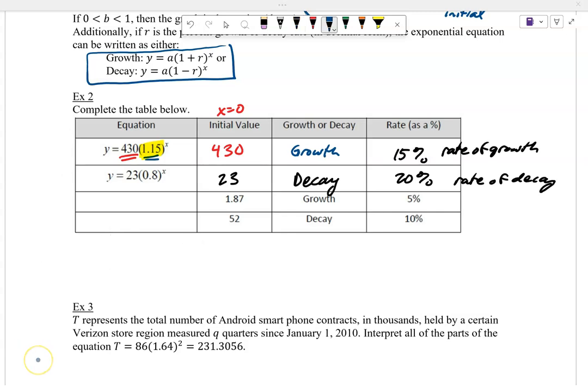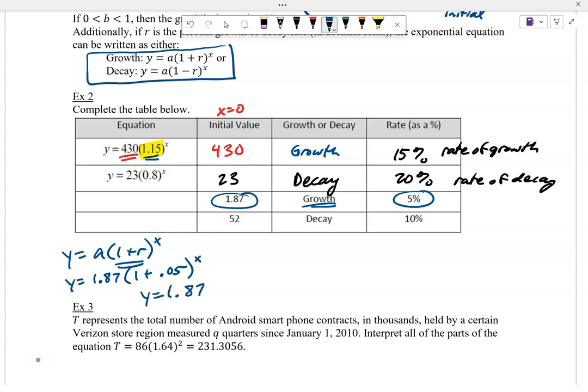All right, this next one, I'm looking at it, and they're telling me it's a growth, so I'm going to write A times 1 plus r to the x. And I know if it's growth, that 1 plus r, that B value, if you will, is going to be bigger than 1, right? And they also tell us the initial value, so they give us the A value. Let's put that in right there. And they tell us the rate. They tell us r. R is 5%, so let's put in 0.05. And now we've got our equation: 1.87 times 1 plus 0.05, so 1.05 to the x. And there's our equation.